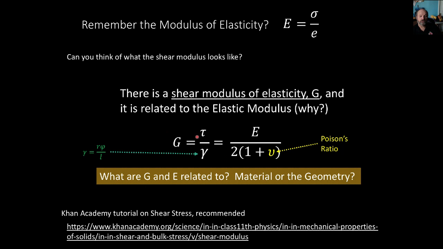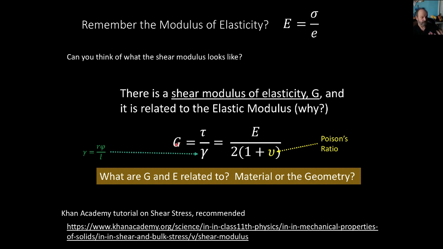So if you take those ratios, you can show that it's related to the elastic modulus, because the Poisson's ratio relates the longitudinal strain to the lateral strain. The lateral strain is related to the shear strain. Okay, so these two, the shear modulus of elasticity and the elastic modulus, right?